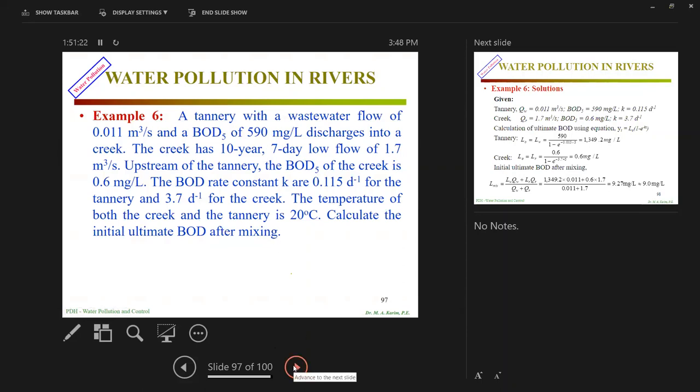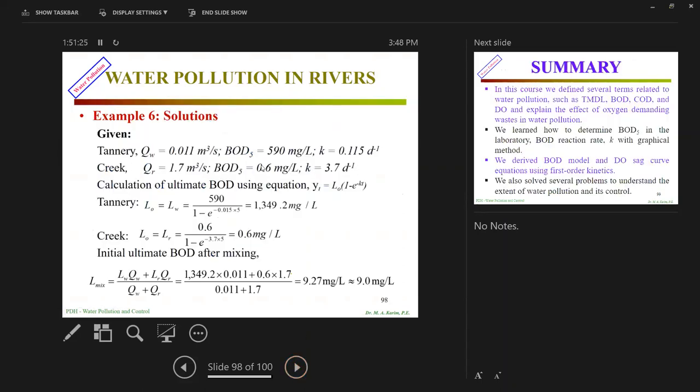So this will be done a little bit differently. The first thing, these are the information given. I will calculate the ultimate BOD for the waste, so L0 is for the waste. This is the equation that I used: L equals BOD divided by 1 minus e to the power of minus kt. So ultimately L would be 1349.2. And if I do it for the creek, it would be 0.6 over this, using this K value for the creek.